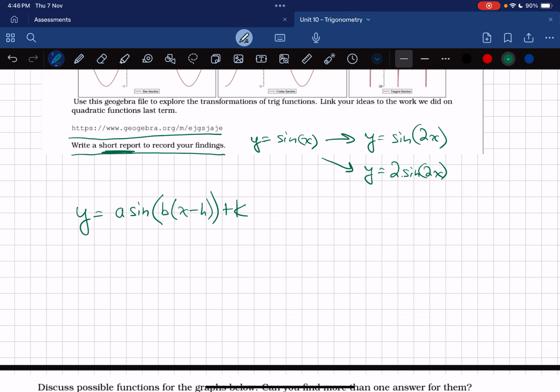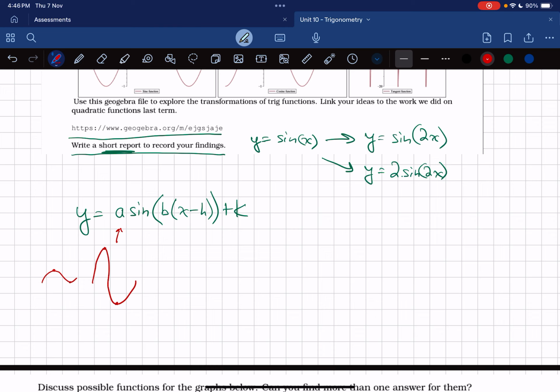All right, so hopefully we're able to see that this a value is going to be our amplitude. That tells me if I have a sine function that looks like this or a sine function that looks like this. How much is it vertically stretching my minimum and maximum points? So that's what that a value is going to do.